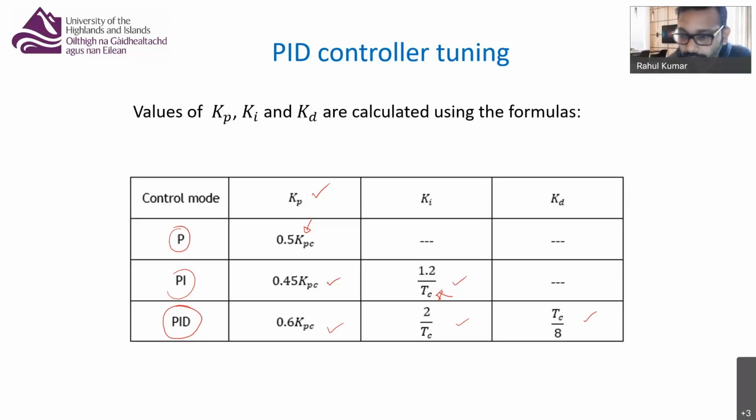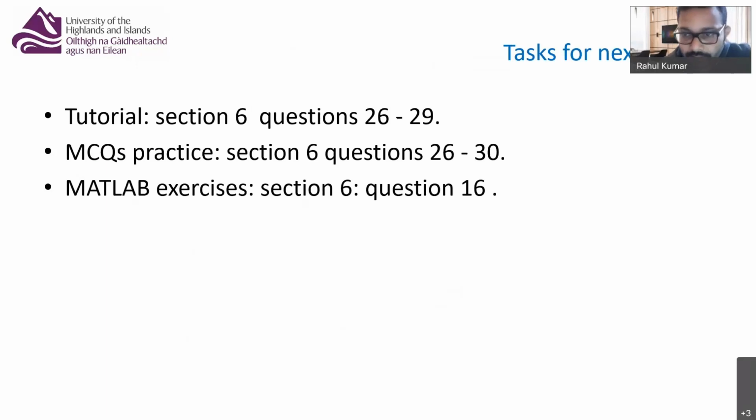Okay, so this was all that I wanted to discuss in today's class, and these are the tutorial MCQs and MATLAB exercises here. So I'll pause the recording now.